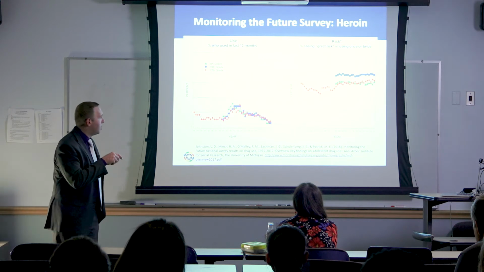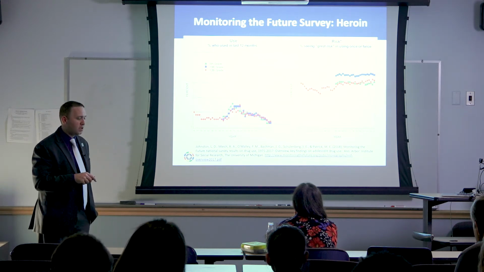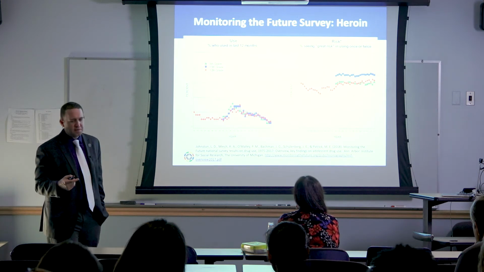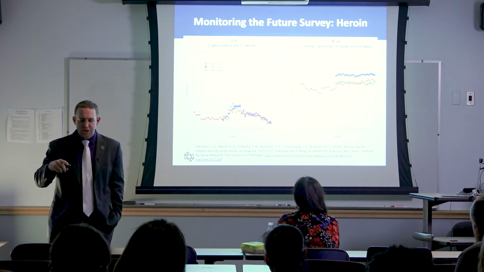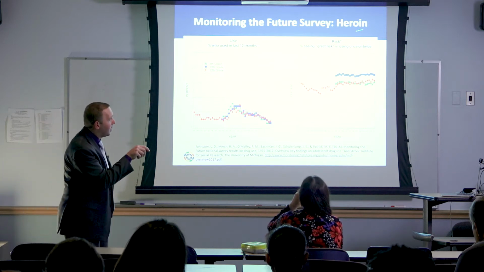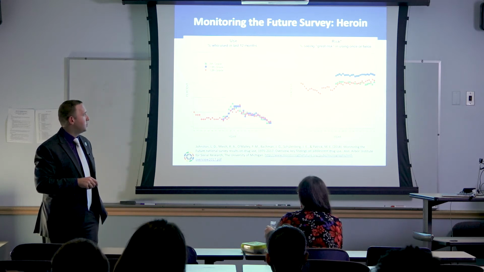So among 12th graders, we saw kind of a spike in the 90s as we were seeing a big rise in prescription opioids. That also, the more prescription opiates are available, the more people tend to transition when they stop using prescription opiates onto heroin for economic reasons. We saw more heroin available and used by high school kids.